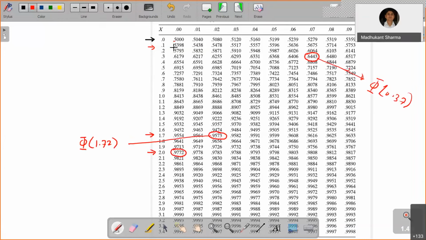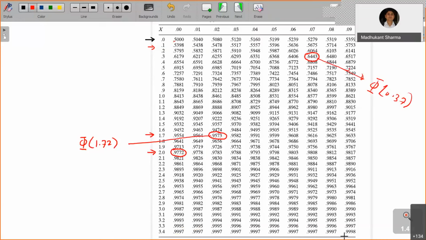You can see in this table that the last row is almost equal to 1. So 3.4 plus 0.09 is 3.49, and the value is 0.99998. So it is almost covering the whole area. It means you are near the tail, and afterwards it is almost equal to 1 only. So after 3, you can say 3.5 onwards.